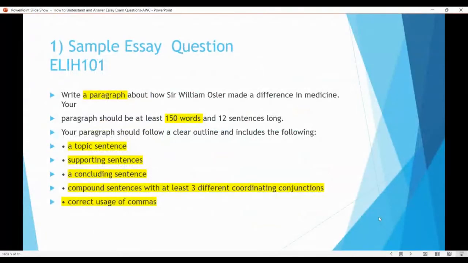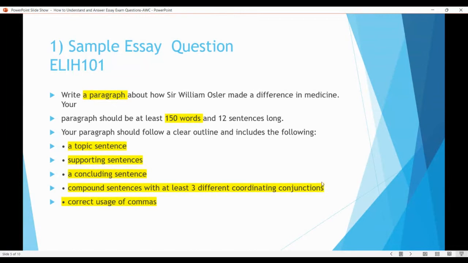Now, let's have a look at some of the sample essay questions, samples that are shared with us in the ELI. So I thought it would be better if we take a look at the real sample questions. And our real exams are pretty much close to what we are taking a look at here.